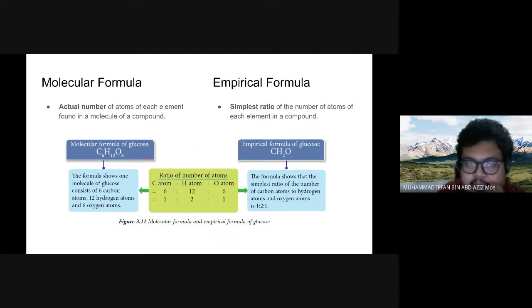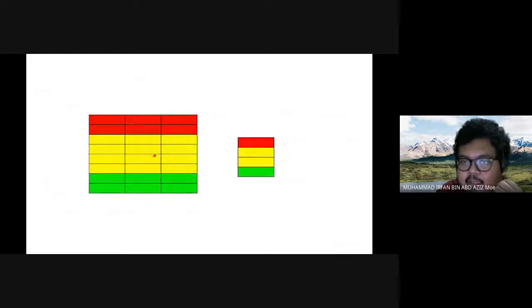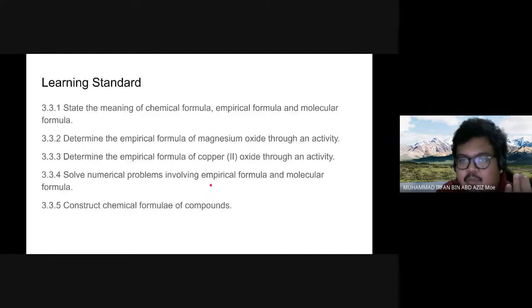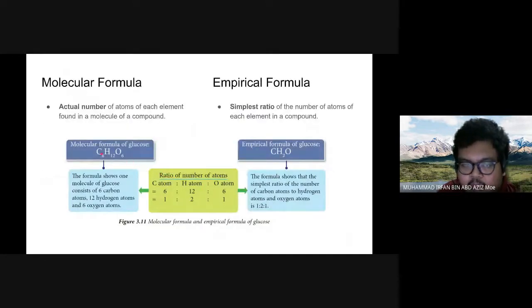Okay, kalau kita tengok tadi tu, they show 6, 12, 6, basically lebih kurang macam glucose. Kalau kita tengok dekat sini, this is the chemical molecular formula of glucose. We have 6 carbon, 12 hydrogen and 6 oxygen. Okay, they show that kita ada 6 carbon atoms, 12 hydrogen atoms and 6 oxygen atoms.